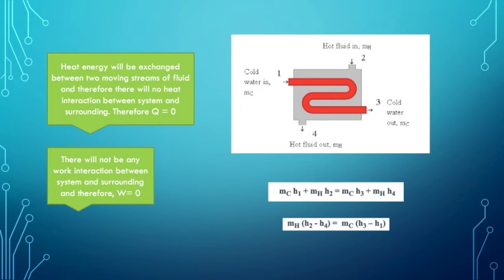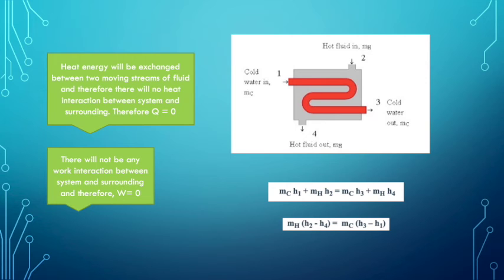Next, we move to the next slide. In this slide, we will study the steady flow energy equation for a heat exchanger. During energy analysis of a heat exchanger, we usually neglect the change in kinetic energy and the change in potential energy because they will be negligible for each fluid stream, and therefore we neglect them when writing the steady flow energy equation for a heat exchanger.